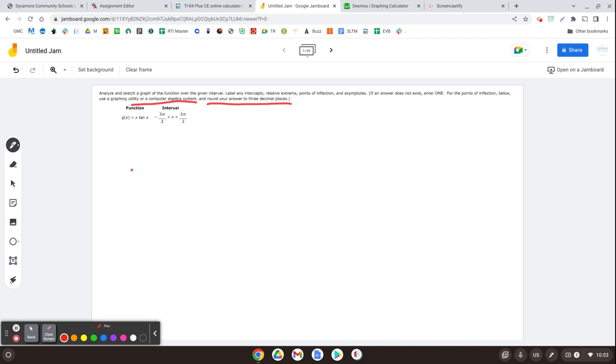To find the intercepts, let's put in 0 for x. If I put in a 0 for x, I get 0 times 0. Okay, so there you go. There's my x and y intercept. And then I have to solve this equation to see where my x-intercepts are. So how do we get 0 equals, well, either x equals 0 or tangent of x equals 0.